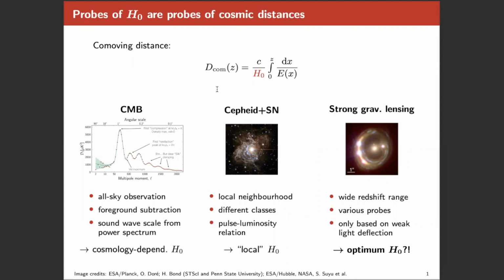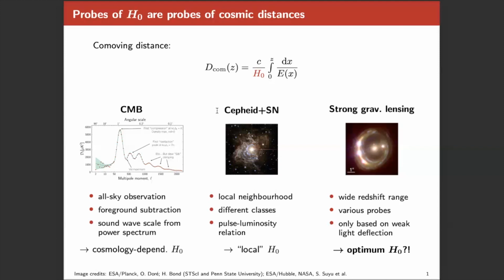Now, the Planck collaboration has measured the cosmic distance to the cosmic microwave background. This was an all-sky observation of the early universe, and they obtained an H0 value of about 67 kilometers per second per megaparsec. In contrast to this, we can also restrict ourselves to the local universe in late cosmic times.